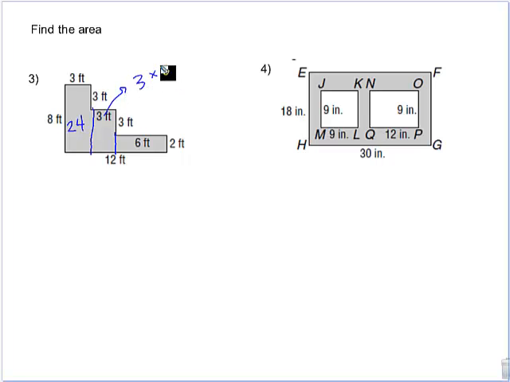15. Wait, so we're only doing those little square parts? Yep. Okay, so what's going to be the area of this one? It's a 6 by 2, so this is a 12. Then we add them up. 24 plus 15 plus 12. 51. Oh, she was one number off. Well, that's all here.